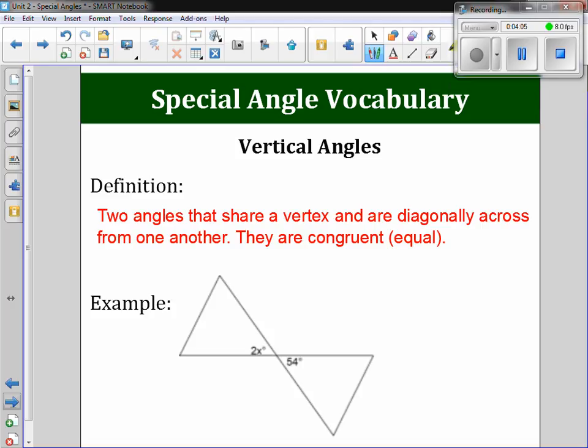One of our other vocabulary words is vertical angles. These are two angles that share a vertex and are diagonally across from one another. They are also congruent. So I can state that 2x is vertical to 54, so 2x is equal to 54. So therefore, x is 27.